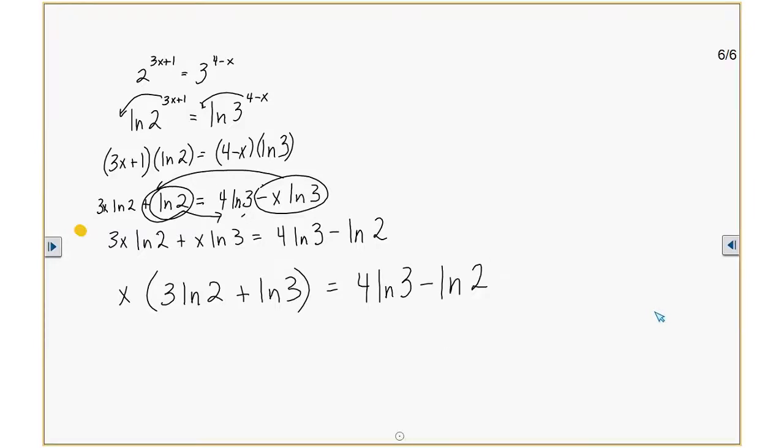Natural log of 3 minus natural log of 2. Now how do I get rid of multiplying by this number? How do you undo multiplying by a number? Divide it by that number.